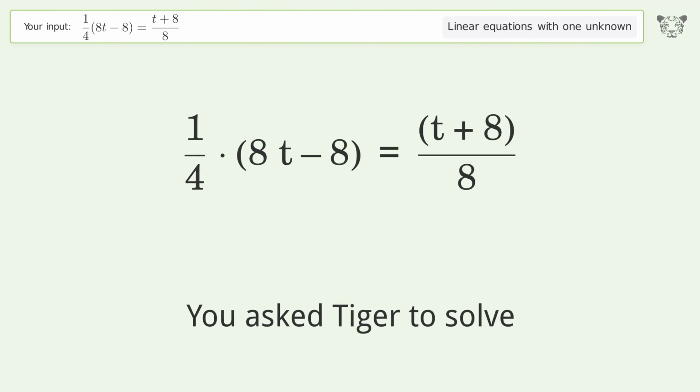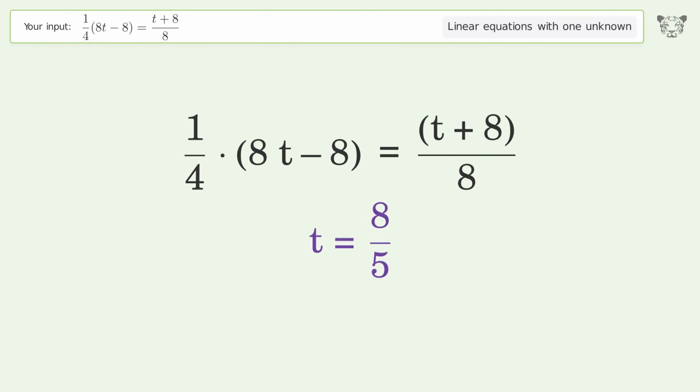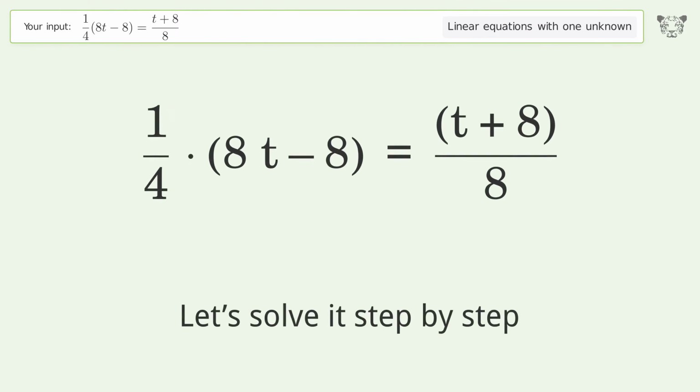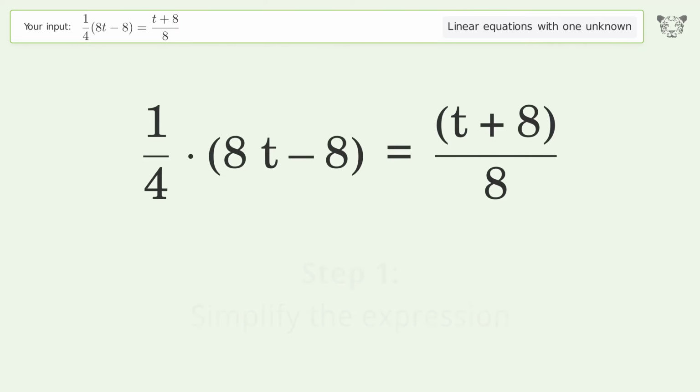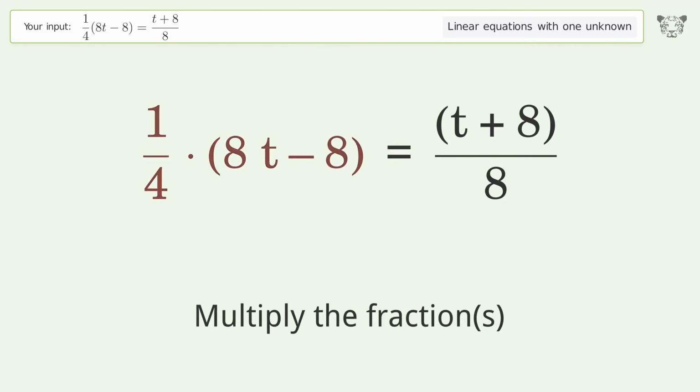You ask Tiger to solve. This deals with linear equations with one unknown. The final result is t equals 8/5. Let's solve it step by step. Simplify the expression. Multiply the fractions.